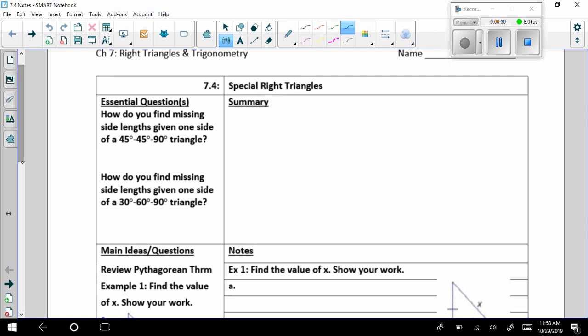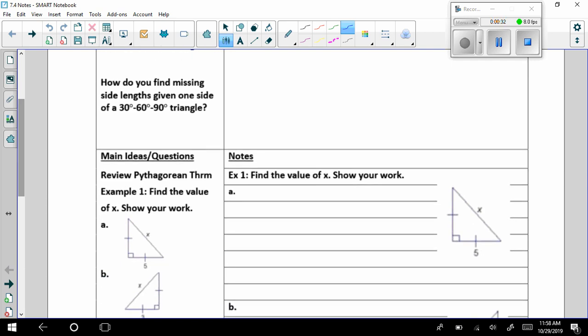Keep in mind we're going to use what you did in class today with the radical reductions, and we will put no decimals in our answers.